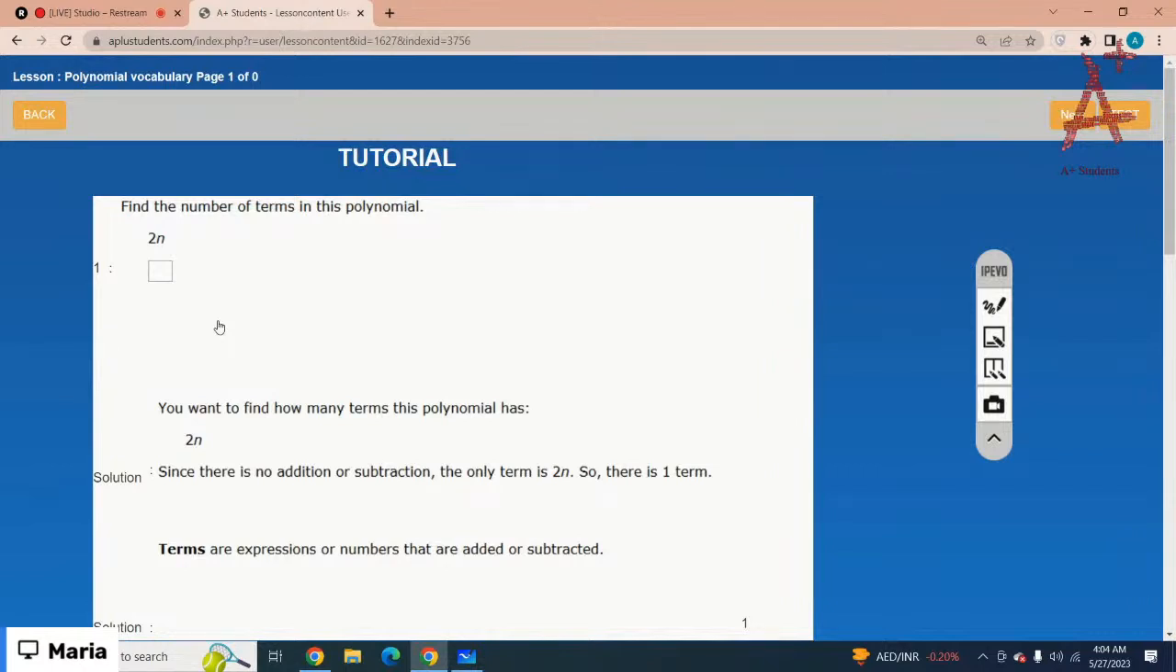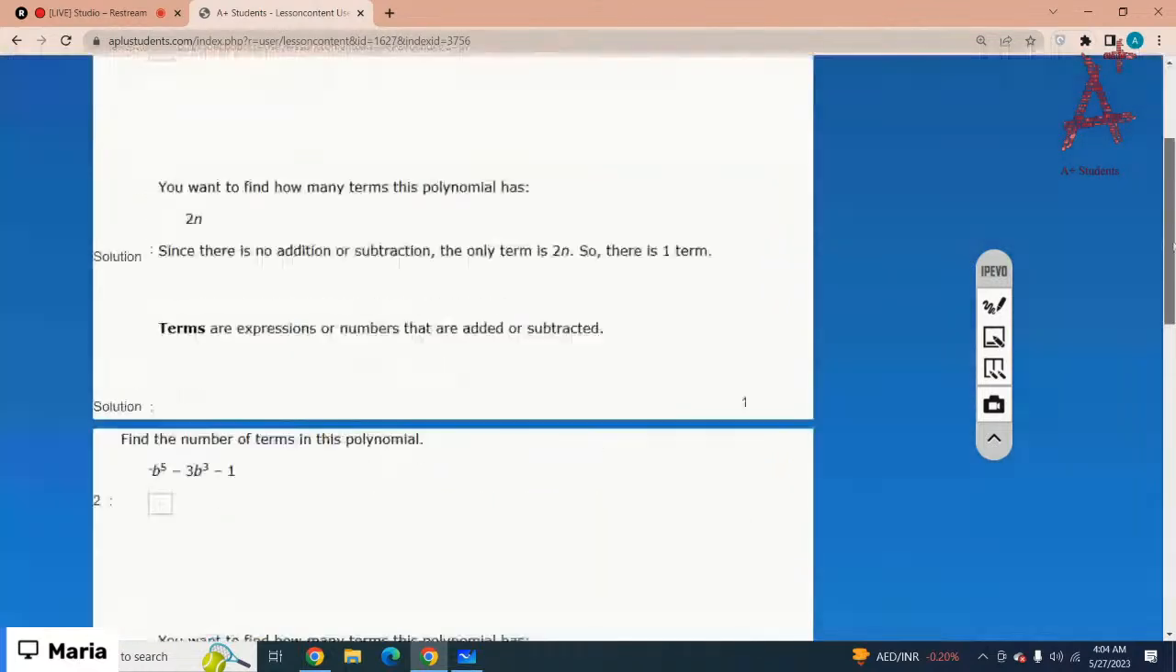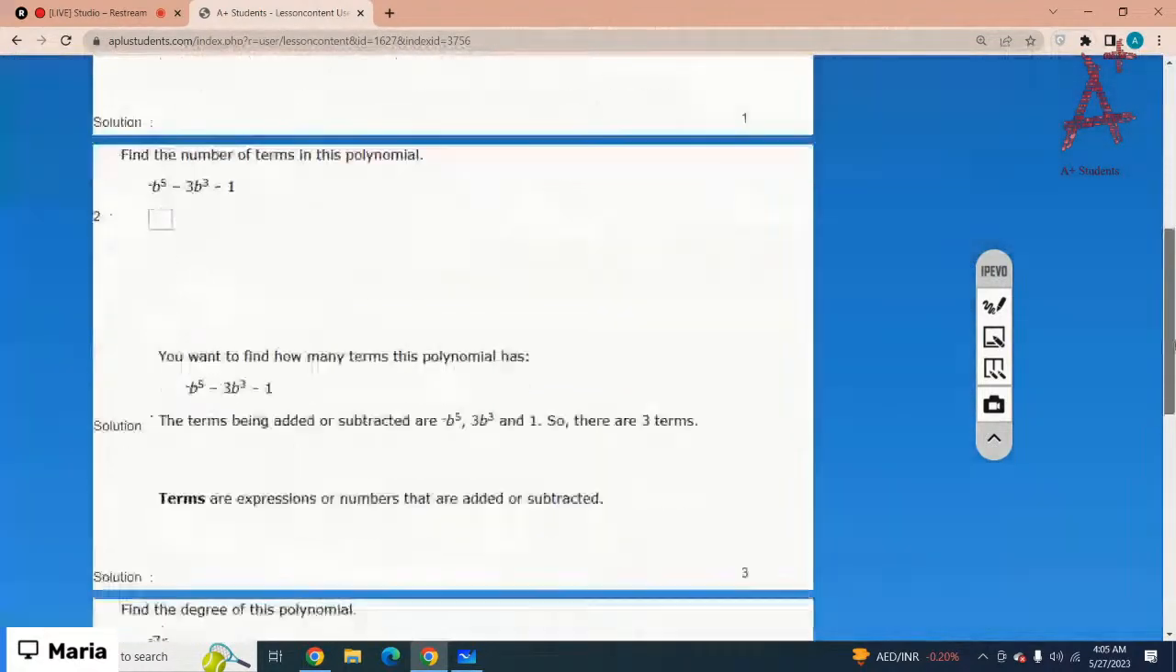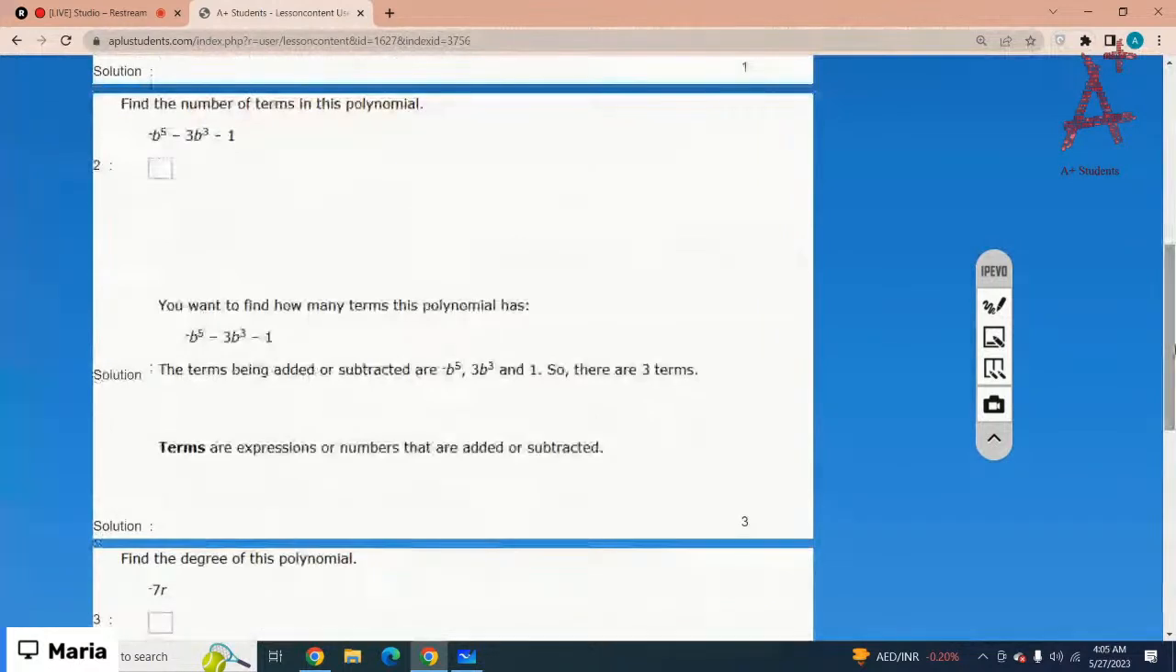If you have terms or expressions or numbers that are added or subtracted, got it? So that means if you have something written with addition and subtraction, those would be terms. So here is only one term because you have no addition, no subtraction. Okay, find the number of terms in this polynomial. Here you have three terms, 1, 2, 3, because they are added or subtracted. Got it?